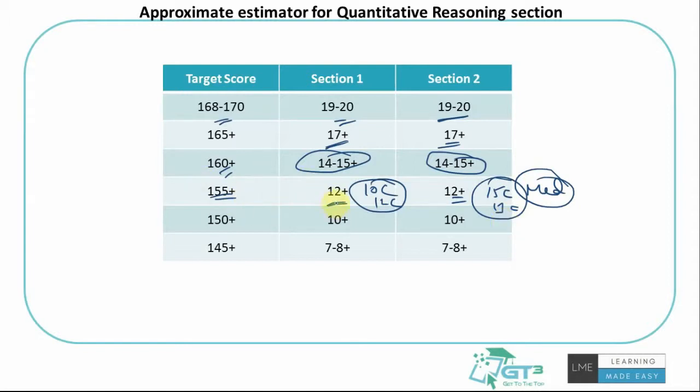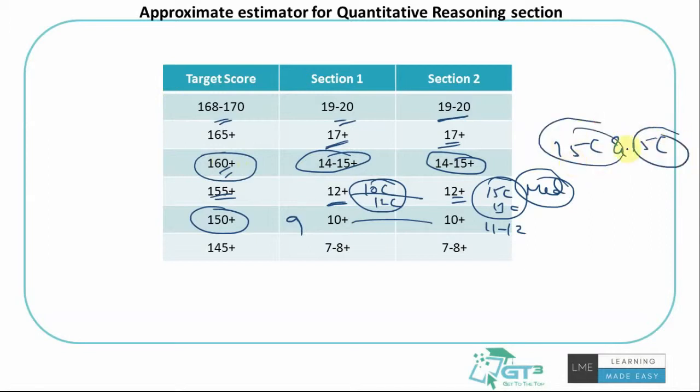So this is an approximation. If you see it, we're getting 12 plus 10, 10. Not that you need to get 10 and 10 exactly correct in both the sections. You get 9 correct here and 11 to 12 correct here, you still land up with 150 plus. Right? These are just a benchmark or sort of a rule of thumb for you to aim for. Let's say my target is 160 in quant, so I should get at least 15 correct in both sections. Aim for this. The better you do, the higher the score will be.